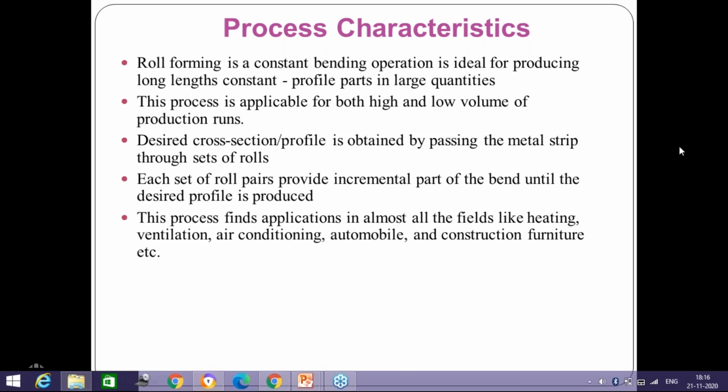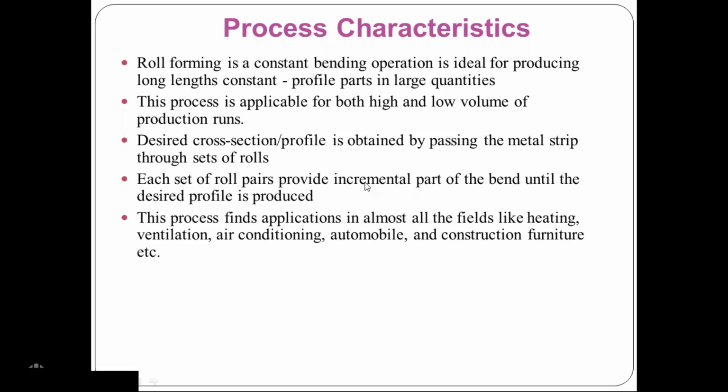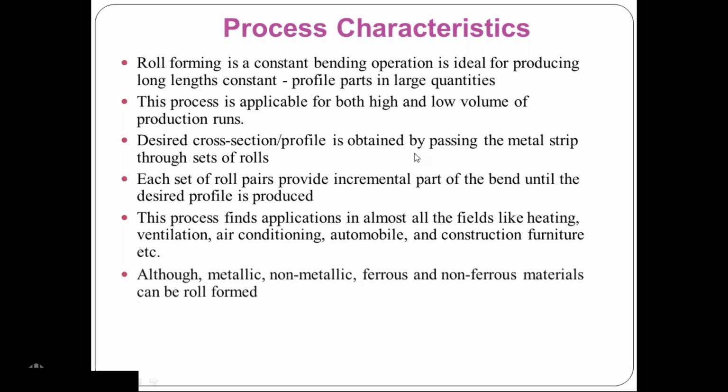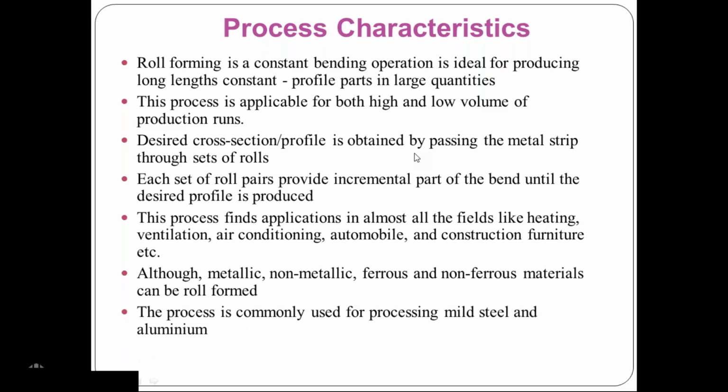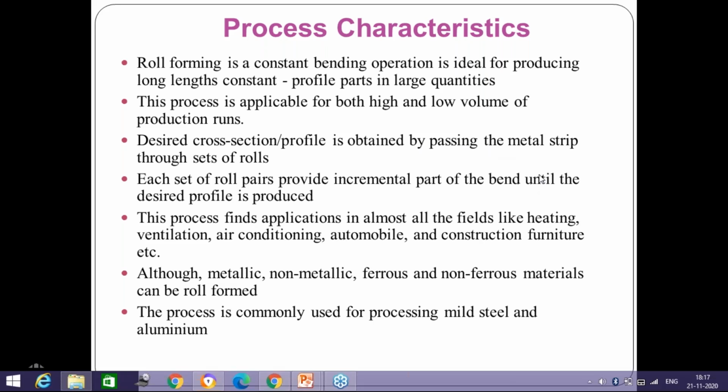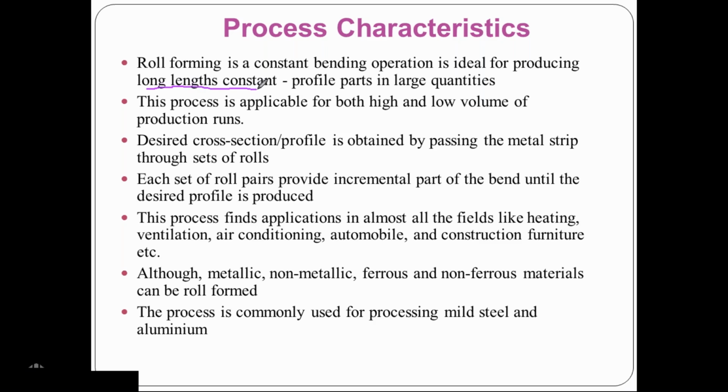This process finds application in almost all fields like heating, ventilation, air conditioning, automobile, and construction of furniture, etc. Although metallic, non-metallic, ferrous and non-ferrous materials can be roll formed, the process is commonly used for processing mild steel and aluminium. So, things to remember: process characteristics basically explain the uniqueness of that process.